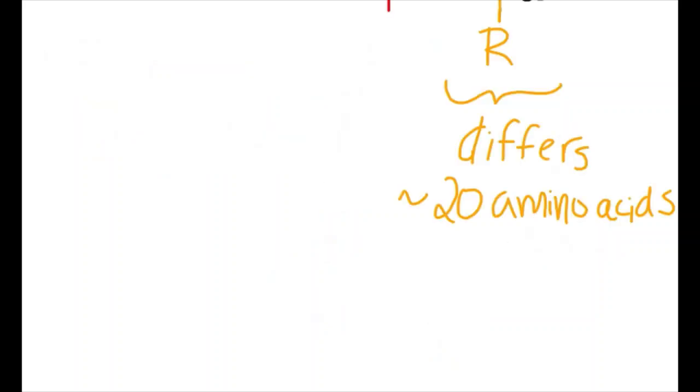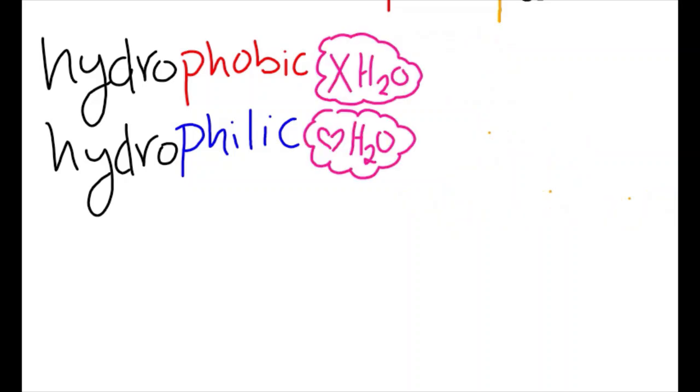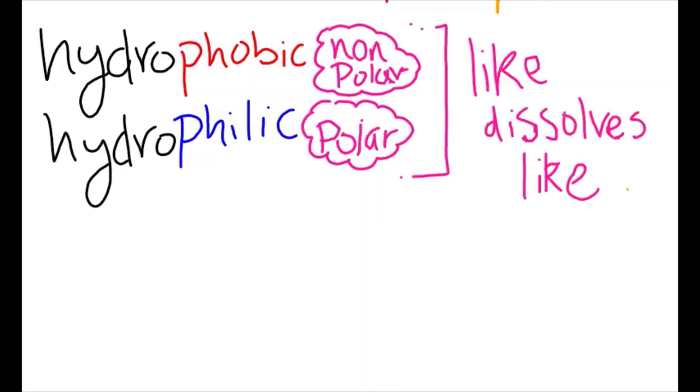This R group differs between each amino acid and is responsible for the unique properties of the 20 amino acids that are found in proteins. For example, amino acids can be hydrophilic or hydrophobic, depending on the R group. Remember that hydrophilic means that a substance likes water, or that it will dissolve in water. Conversely, hydrophobic fears water, meaning it won't dissolve in water.